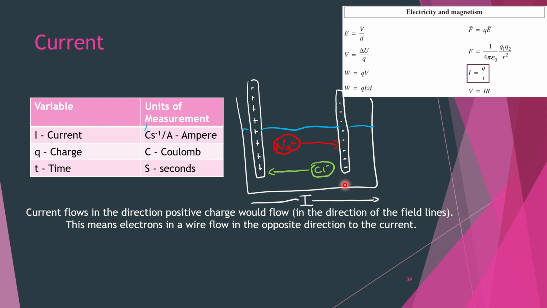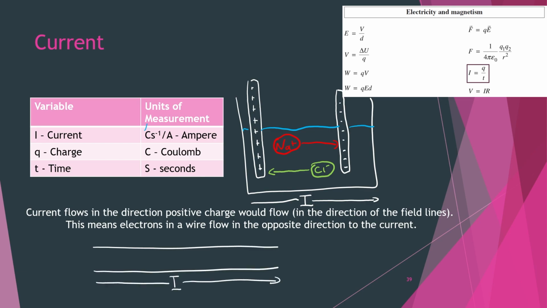This potential in the solution will cause the sodium to be repelled by the positive electrode and attracted to the negative. And the chlorine ions will be repelled by the negative electrode and attracted towards the positive. However, based on our definition of current, we would define current as traveling from the left to the right, as this matches the direction that the positive charge sodium will flow in. In the second diagram, I've drawn some electrons in a wire, and if the current is moving from left to right, then the electrons will move from right to left because, again, they move in the opposite direction of current.